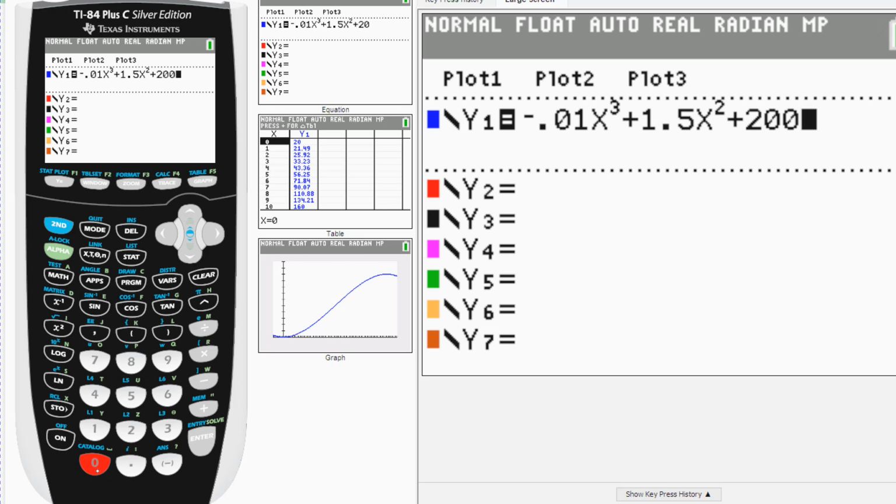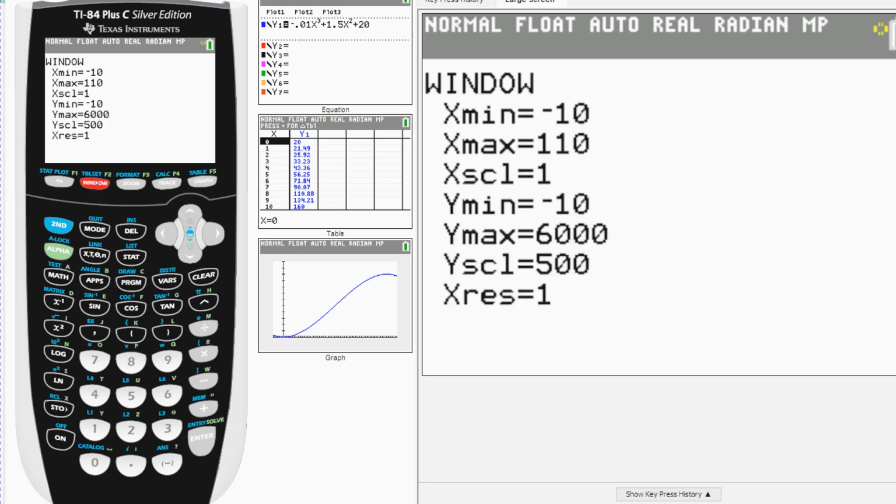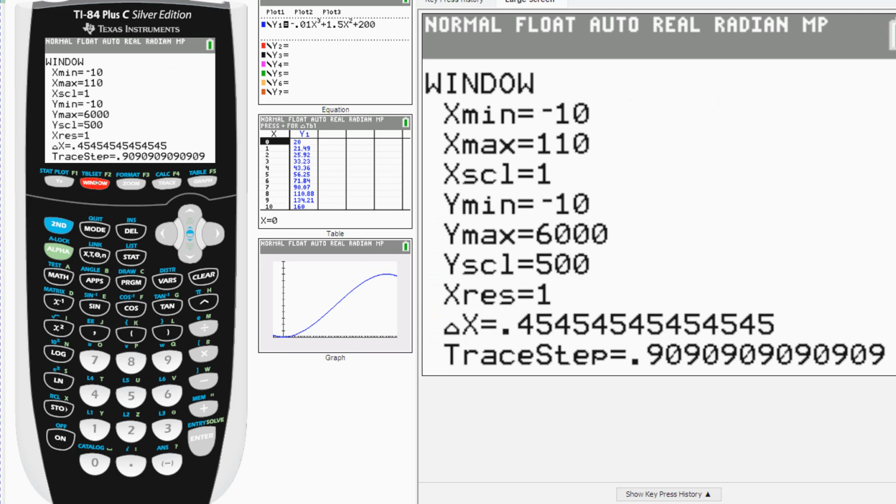Then I'm going to adjust my window. If you graph a standard window, you won't see this on the calculator. It starts at 200, right? 200 is the y-intercept, so I know I need to change my window. And so I'm actually going to use the inflection point to help me out. So if I go to window, and I've kind of already adjusted here.